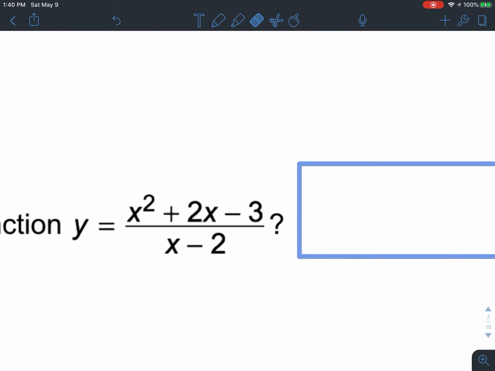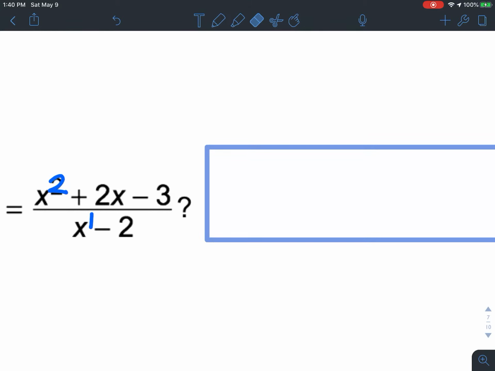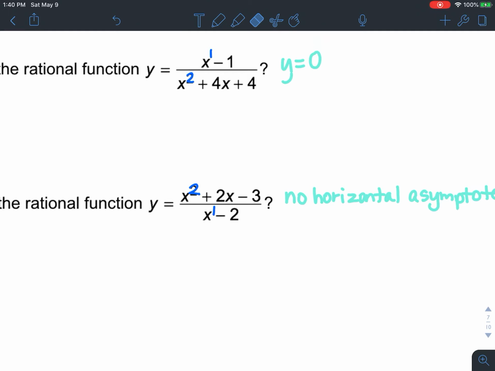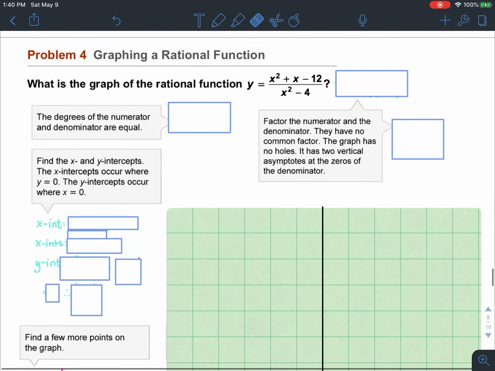Now we have the degree of the top is 2. The degree of the bottom is 1. So what's the horizontal asymptote when the degree of the top is bigger than the bottom? None. And that's all you've got to say. No horizontal asymptote. So now you have all of the pieces you need to make a rational function graph that doesn't follow the transformation form.